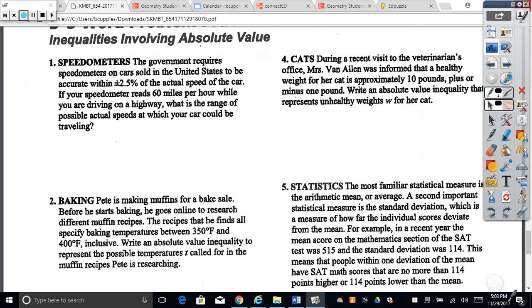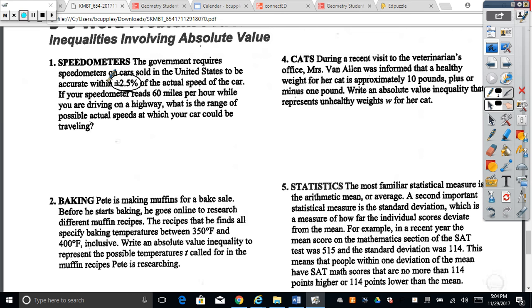So reading the first problem here, it says speedometers. The government requires speedometers in cars sold in the United States to be accurate within plus or minus 2.5% of the actual speed of the car. If your speedometer reads 60 miles per hour while you are driving on the highway, what is the range of possible actual speeds at which your car could be traveling? Okay, so no, Jacob, you can't use the excuse, my speedometer said this, and the cop said, no, you're going some other miles per hour. They know that all the speedometers are within plus or minus 2.5%.